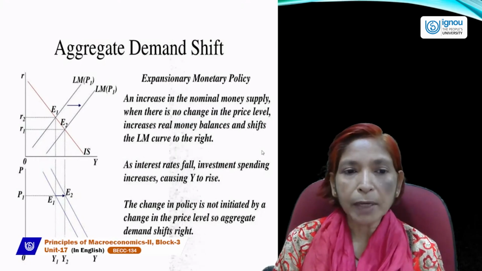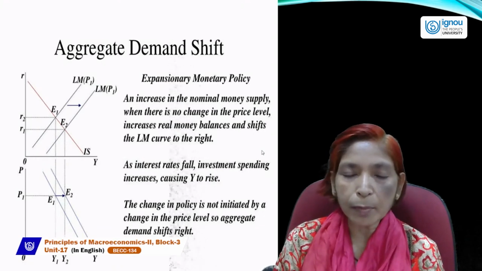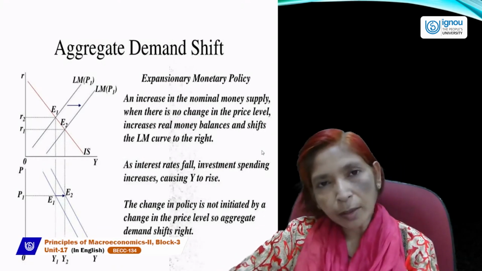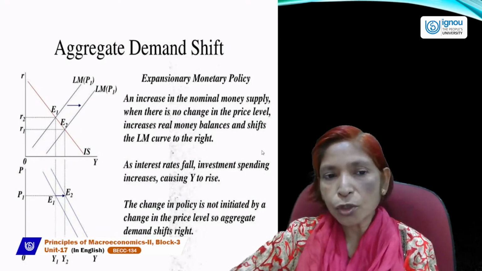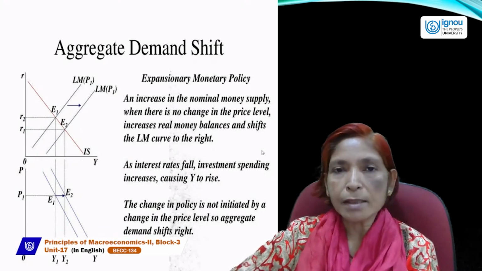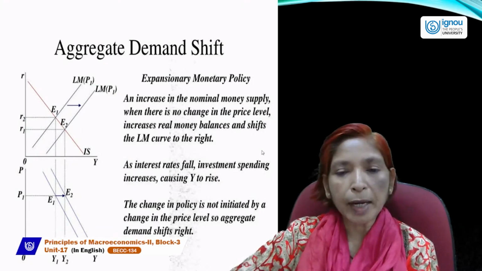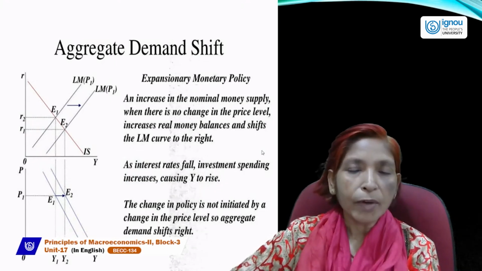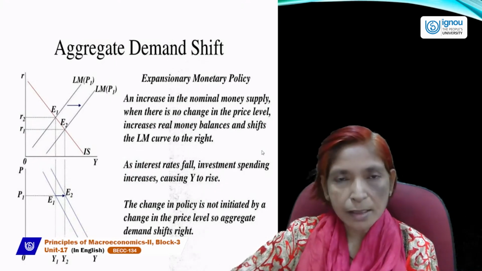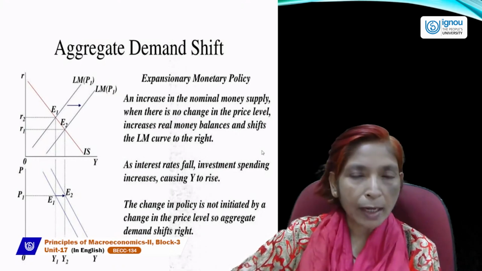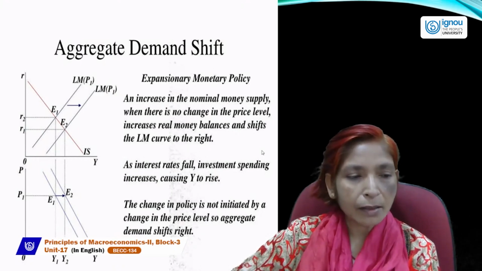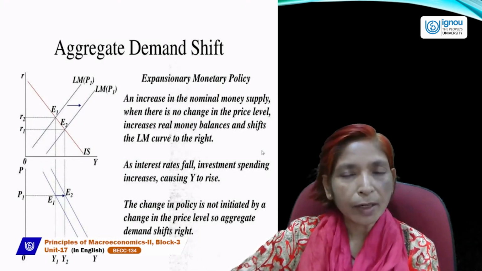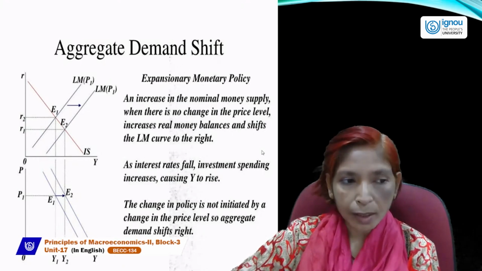And when money supply increases due to expansionary monetary policy, what is expansionary monetary policy? Expansionary monetary policy shows the increase in nominal money supply when there is no change in the price level, increases real money balances, and shifts the LM curve to the right. When the money supply curve shifts to the right hand side, then this new LM curve intersects the initial IS curve at the E2 point.